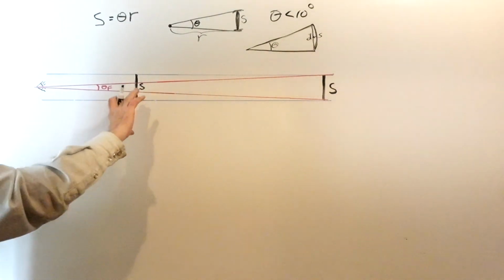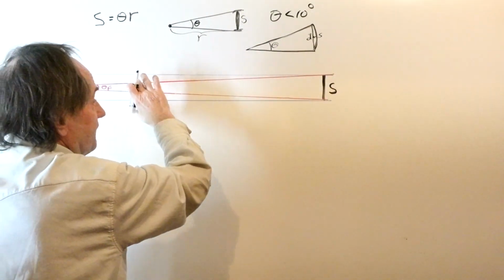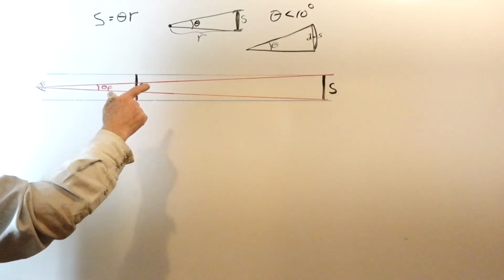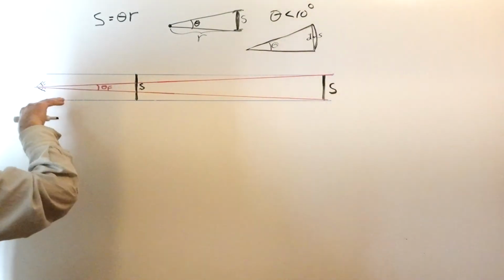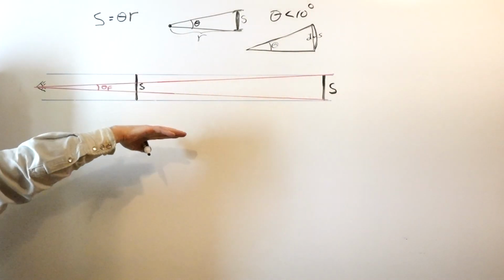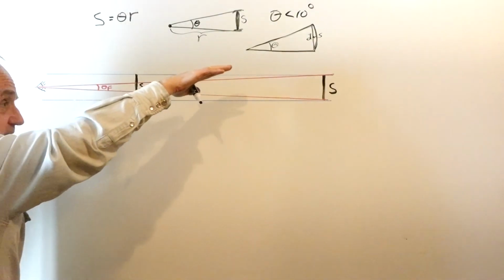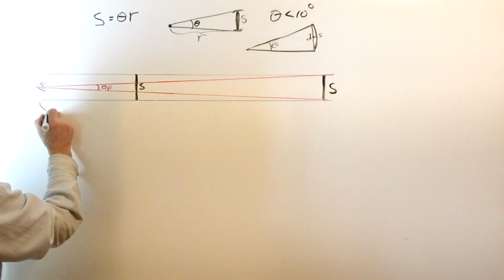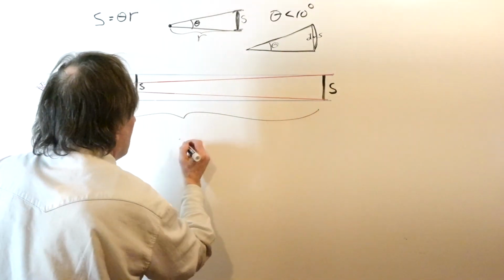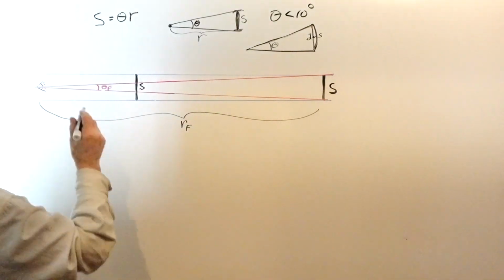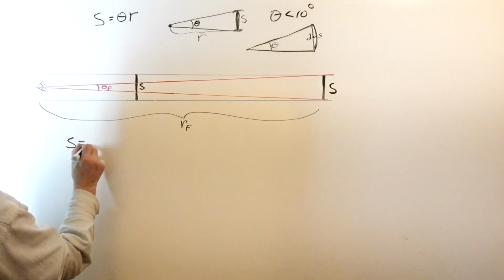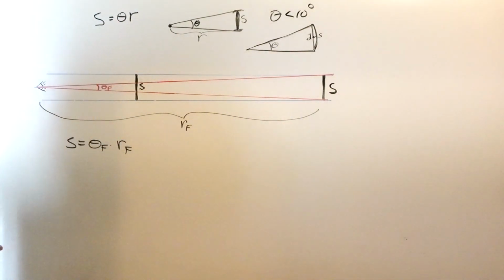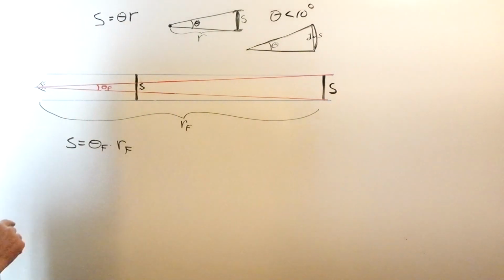Okay, so here we have the object in the near field and the far field. This S is the actual size of the object. Now, when it's out in the distance, we as an observer are going to sight the top and the bottom of the object, and we're going to see the angular measure as being theta F. The distance out to that object, we'll call it RF.